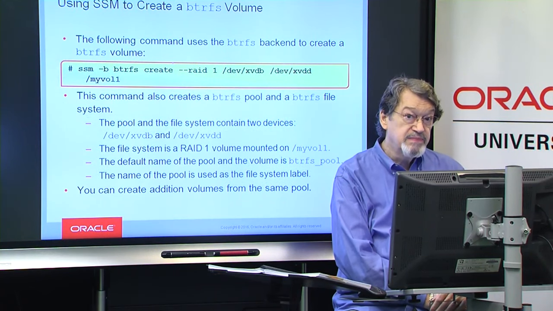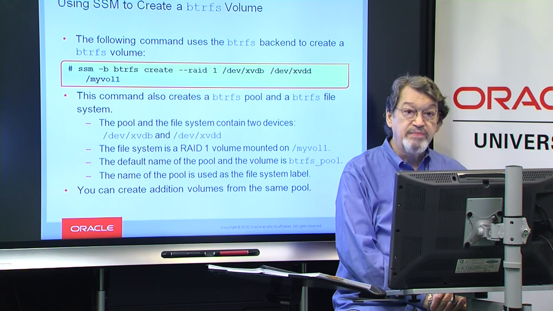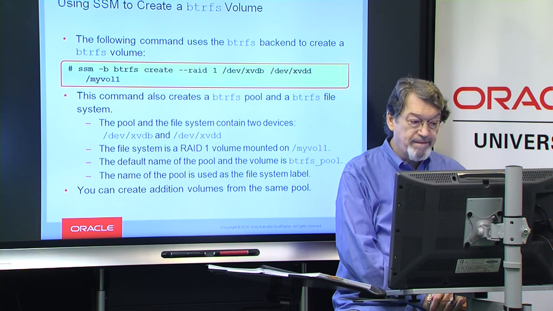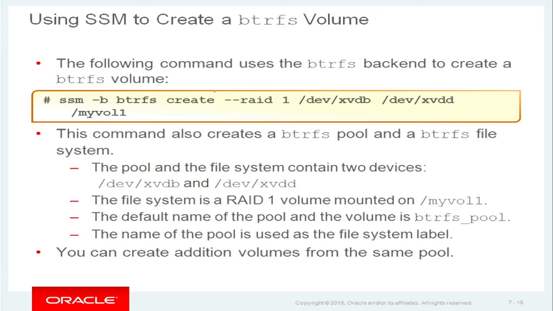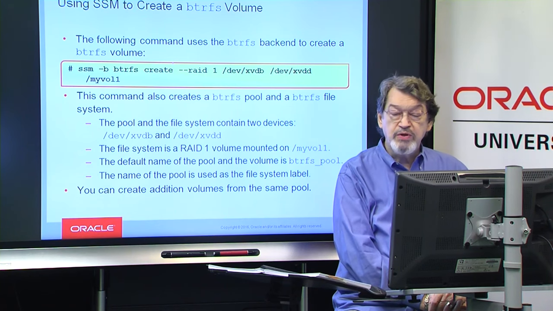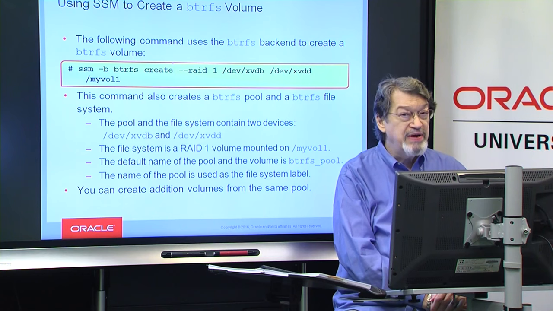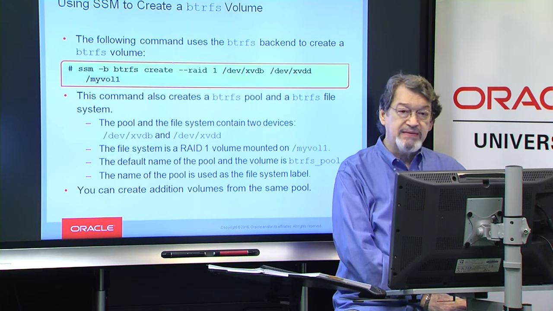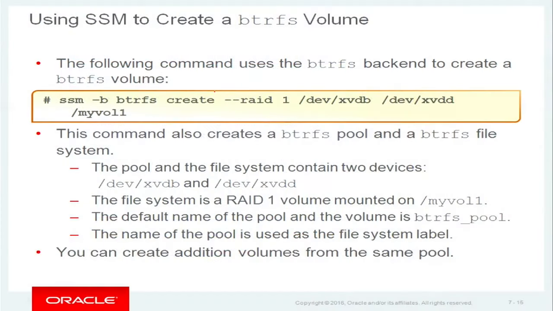So here's a sample syntax. ssm -b btrfs create, RAID level 1, and we identify xvdb and xvdd as pieces of storage. And we're going to call this myvolume. There is a caveat that when you do RAID 1, remember RAID 1 is a mirror, and so it actually may take up 2x storage. I mean, if you're not doing 0+1, a stripe in a mirror, if you're just a mirror, then the mirror's got to have two places for storage. Just be warned about that.